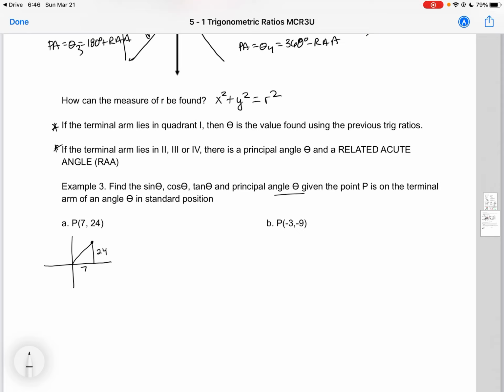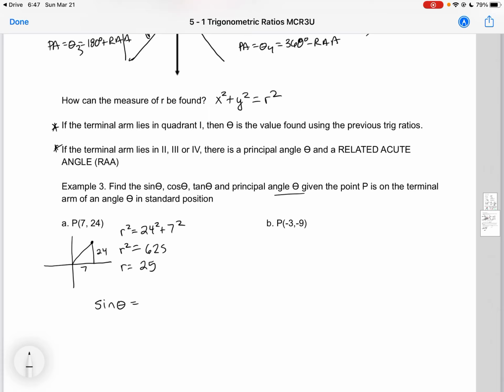I need to figure out what my R value is. So I've got R squared is 24 squared plus 7 squared. R squared is going to be equal to 625, which means that R is equal to 25. So once we have that, now we can write out our primary trig ratios.